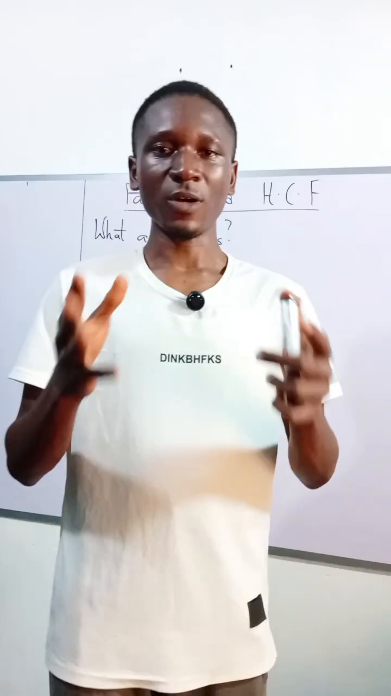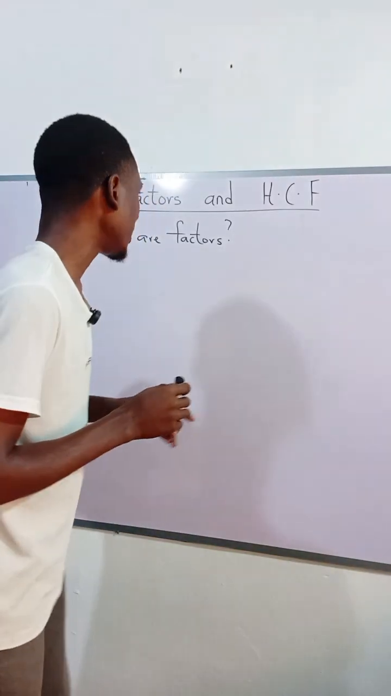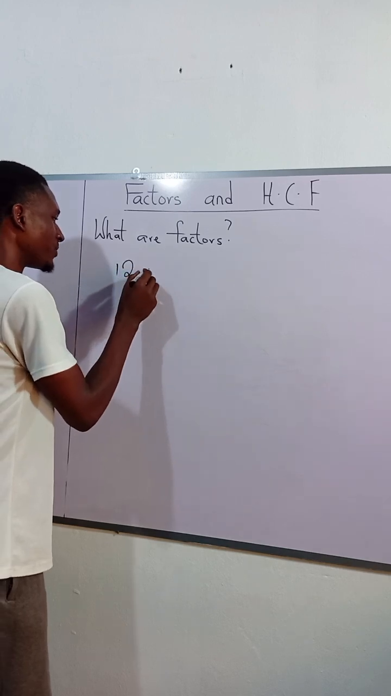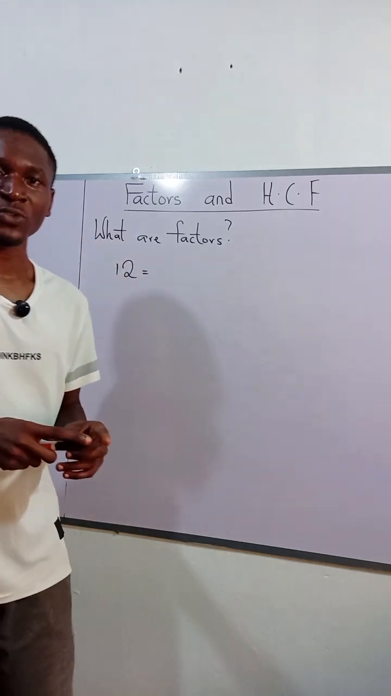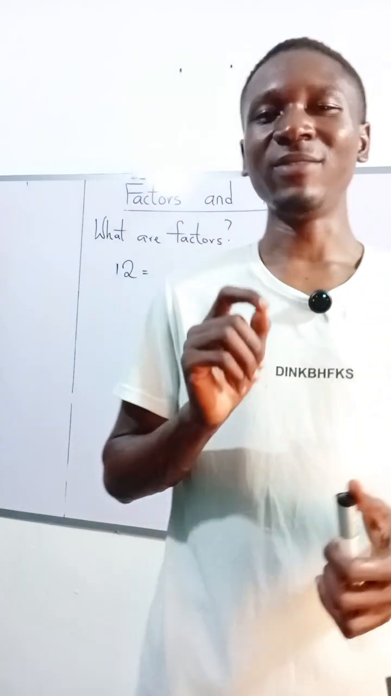A factor of a number is a number that can be used to divide a given number without a remainder. Yes, a factor of a number is a number that can divide that very number without leaving a remainder. The definition is somehow corny. Let me explain what I'm talking about. If we are looking for the factors of 12, the factors of 12 are those numbers that can divide 12 without leaving a remainder.